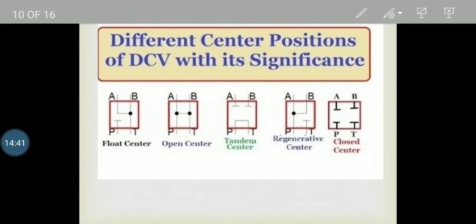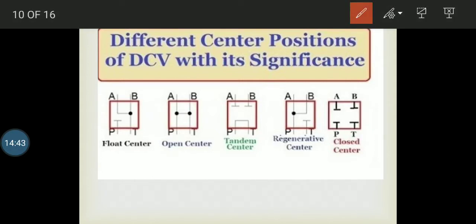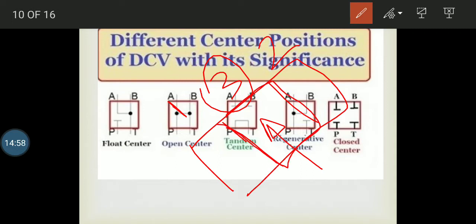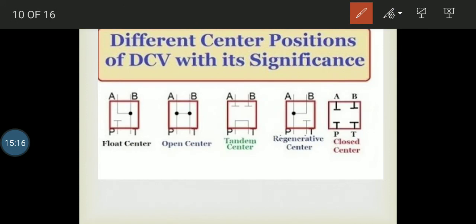See, these are the different kinds of center positions of the DCV. Suppose I am having a 3 section DCV. So section number 1, section number 2 and section number 3. The center one, this is section number 3, are of different varieties of DCVs. Suppose I am having a completely closed, then floating type, then floating center, then open center, regenerative center, closed center. All these types of DCVs are there with the variations of center sections. Okay. So now we are going to deal with that.